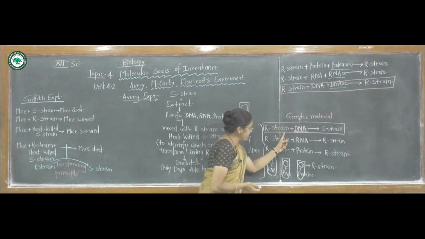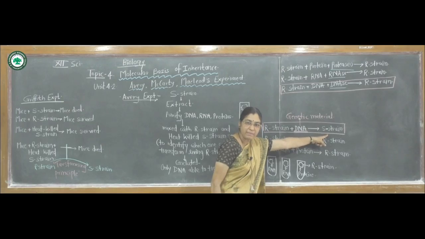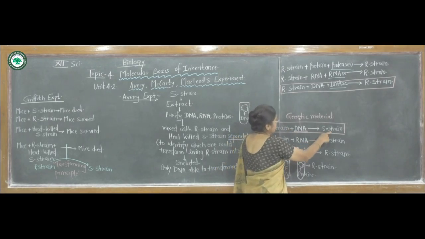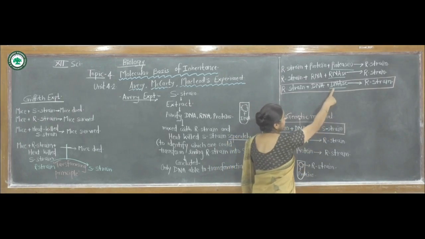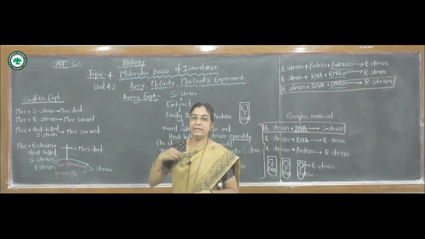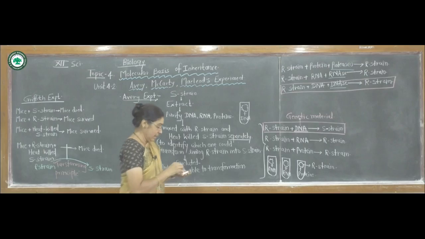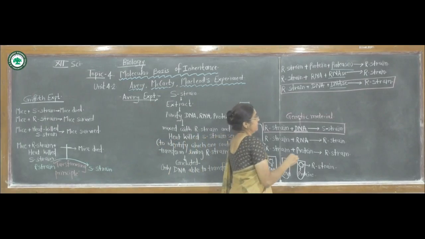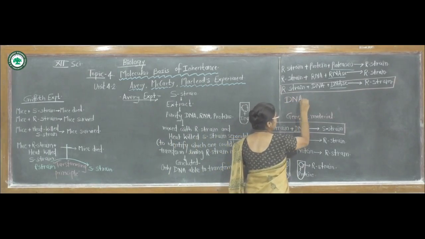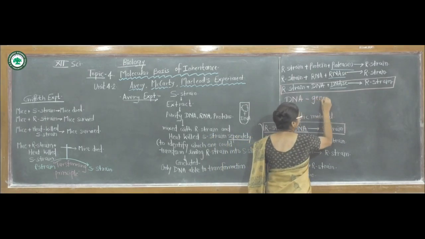And so here the two steps are very important again. The R strain bacterium in which the DNA gets added, the transformation is achieved, that means the R strain bacterium gets converted into the S strain bacterium. But if in the same experiment the DNA is broken down, then there is no transformation. The R strain bacterium remains as it is. And so finally Avery concluded that DNA is the only genetic material.